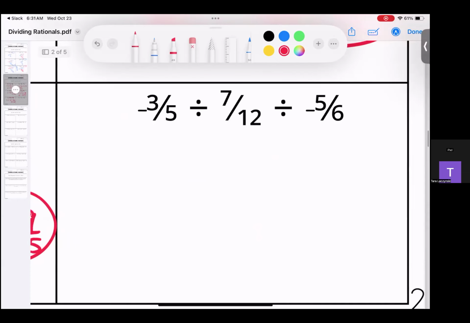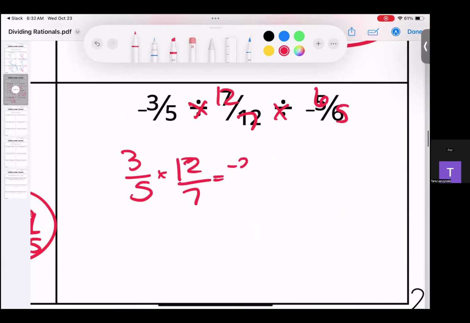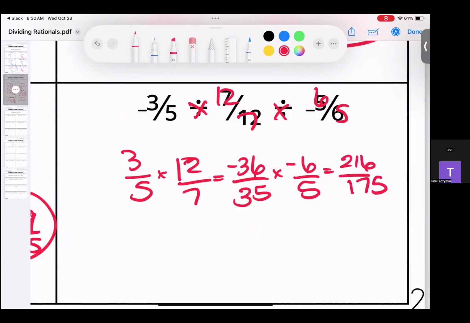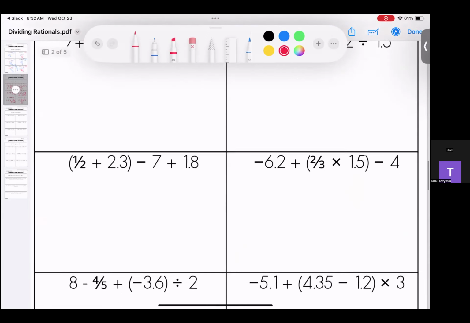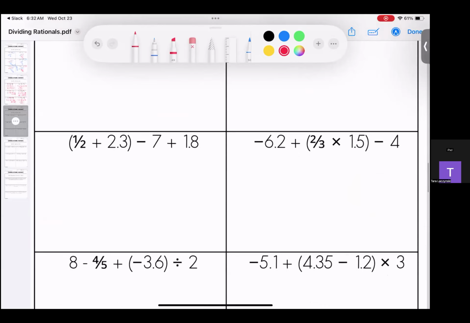All right, last one here. 3/5, which is negative, times 12/7 is negative 36 over 35, improper, but not easy to simplify. Becomes positive 216 over 175. I can pull out one group of 175, and I have 41 over 175 left. On to page 2. Let's do it.